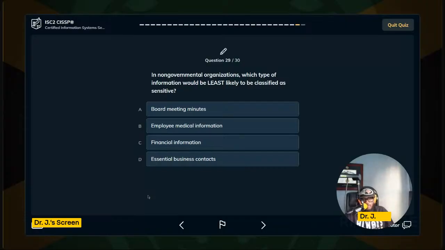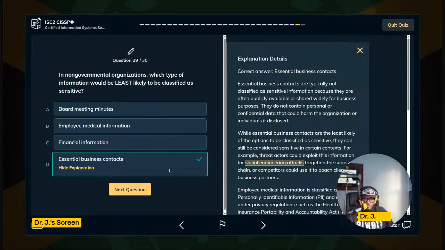All right, so employee medical information, that's going to be PHI. Financial information, I think that would fall under that. Essential business contacts. I think board minutes would reveal a lot, so I think that would be sensitive. I think essential business contacts would be, yeah.